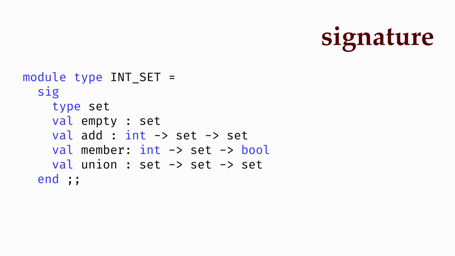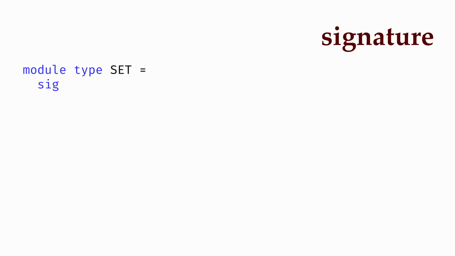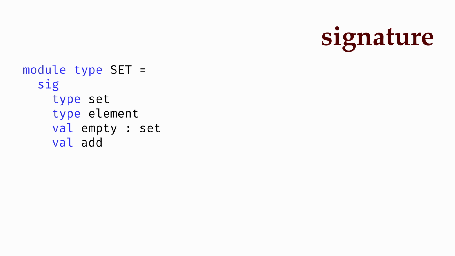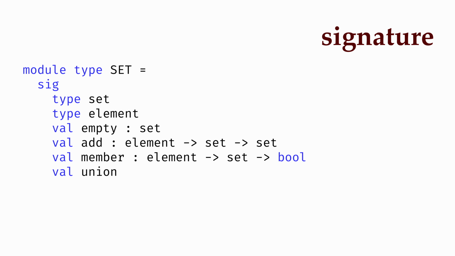Instead, let's define a generic signature for set modules that we could use no matter what the element type is. In this generic set signature, we'll define a type for a set, but also define a type for an element. Functions like add, instead of taking a type like string or int as its argument, will instead take our element type as its argument. This generic signature is designed so that it can be used no matter what the type of the element of the set is.